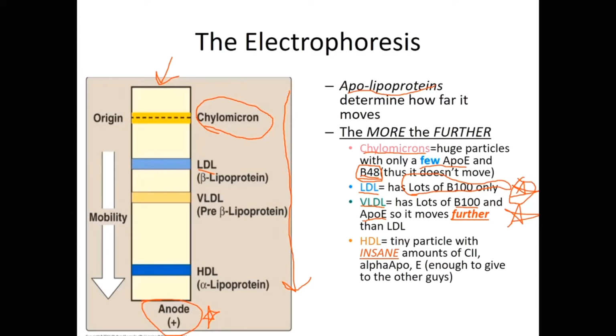That's 200 apoproteins on the surface, allowing them to have a greater electrical force to travel further. And so that's why here it's actually not in the correct order from size like we described in the last slide. So it goes chylomicrons, LDL, then VLDL, and HDL. And I want you to be very careful with that.